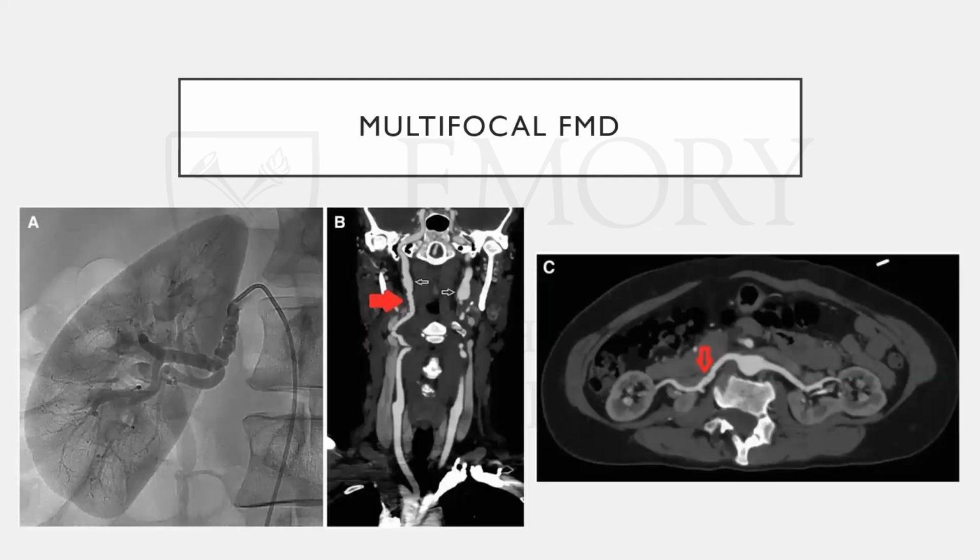So here in image A, this is a renal angiogram that shows the string of beads appearance of multifocal FMD, which is pretty classic. Images B and C are CT angiograms of the same patient, showing the string of beads appearance as well.